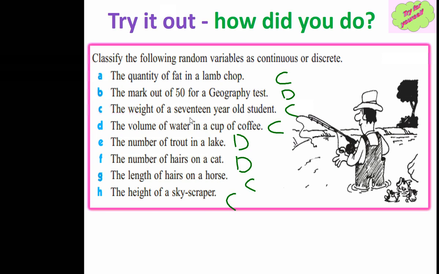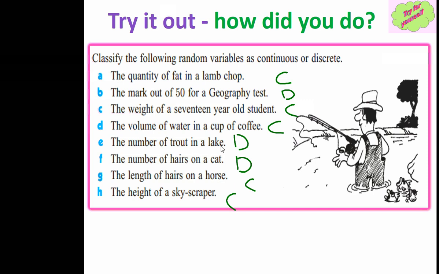Okay, quantity of fat in a lamb chop, continuous, because you measure how much fat. You weigh it using a scale in science. So how many grams or milligrams or that kind of thing. Mark out of 50, you count the marks on a test, so that's discrete. Weight you measure with a weighing scale of a 17-year-old student. Also quantity of fat, you could think of it as being the volume of fat as well. Volume of water you measure with a measuring cylinder.